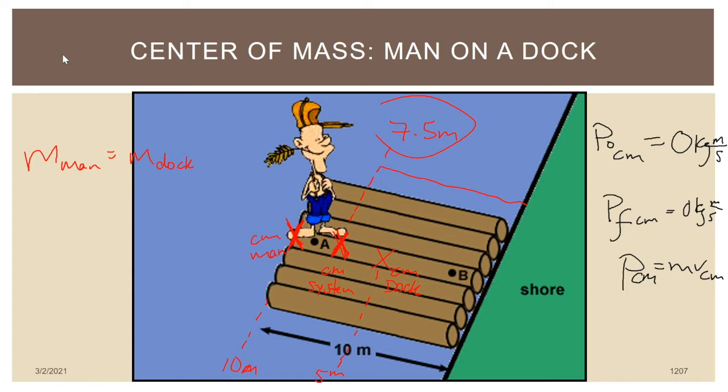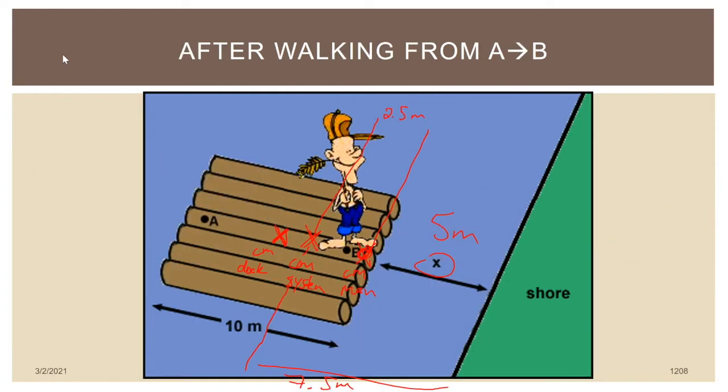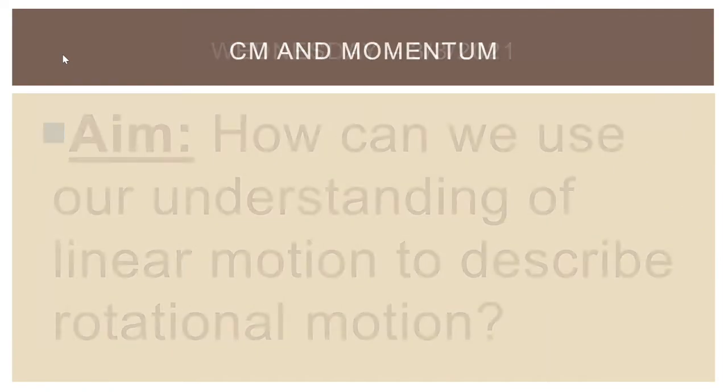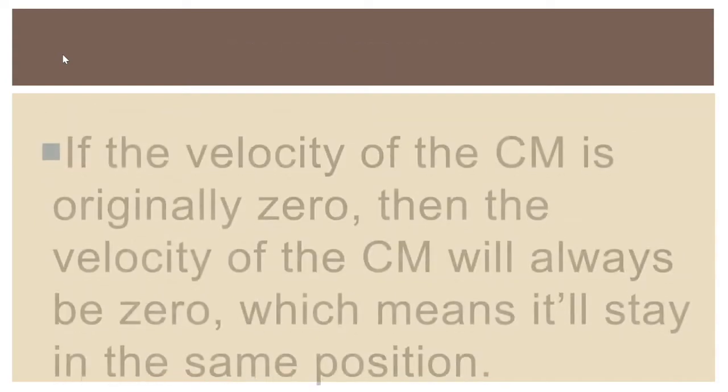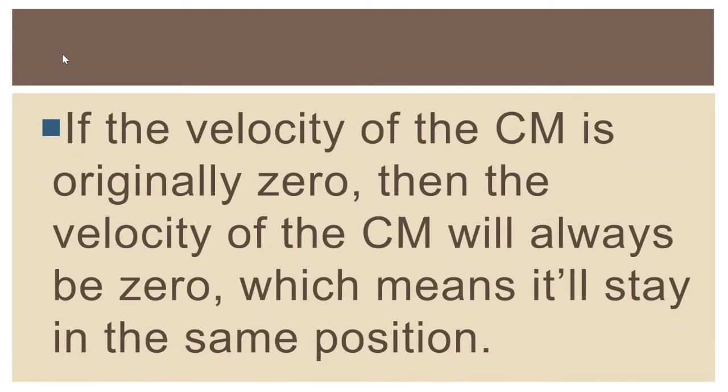But what I can tell you is the whole point of the problem is that the man and the dock are initially at rest, standing together. And then once there's a force exerted by the man's feet on the dock, they start to move in opposite directions. It's sort of like an explosion problem. The thing you need to realize is that because the momentum of the center of mass was originally zero, the momentum of the center of mass at the end is zero. And the key point is if the velocity of the center of mass is originally zero, then the velocity of the center of mass will always be zero, which means it's going to stay at the same location.